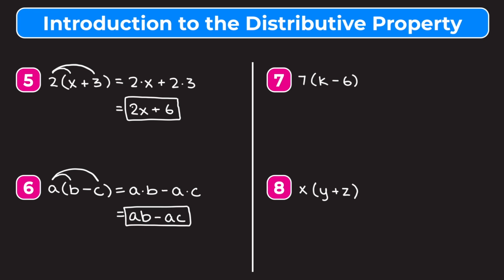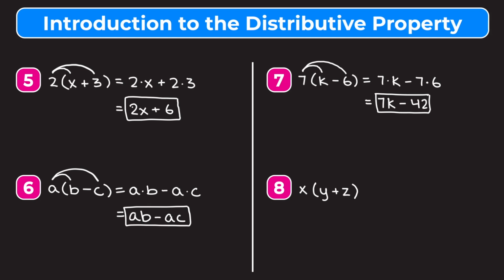So for example 7, we have 7 times the quantity of k minus 6. So we're going to distribute the 7 in. We're going to multiply 7 times k, and then we're going to subtract 7 times 6. 7 times k is just 7k. And we're going to subtract 7 times 6, which is 42. So we get 7k minus 42.